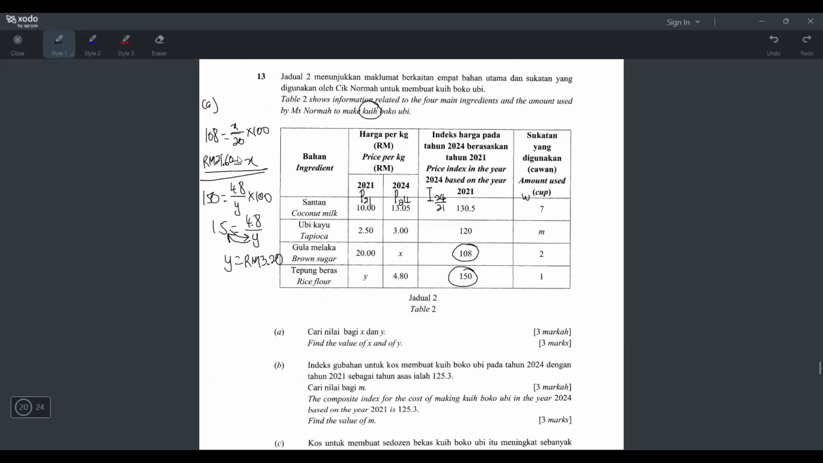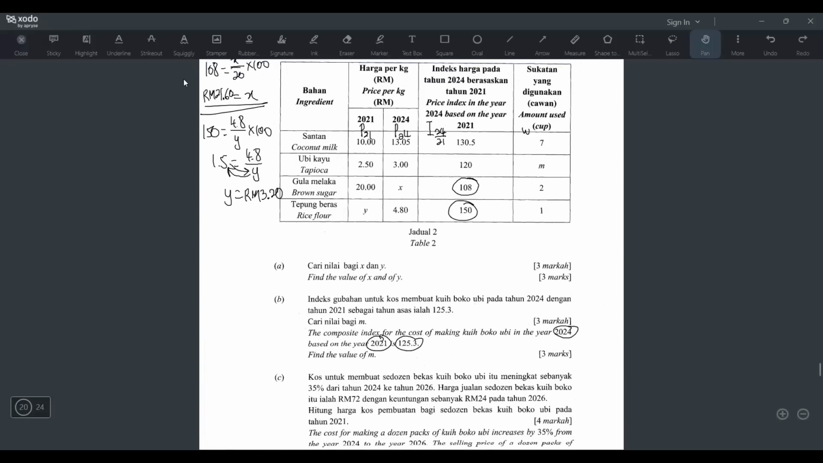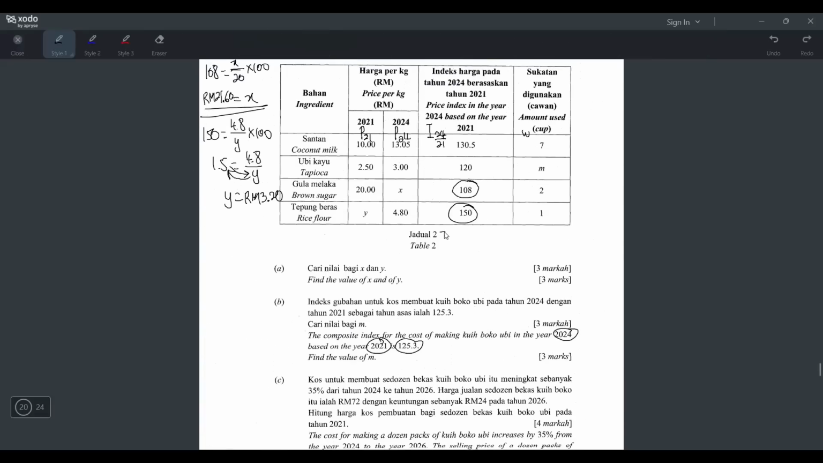Next one, B, what does it say? The composite index for the cost of making kueh boko ubi in the year 2024 based on 2021 is 125.3. Find the value of M. So they give you the composite index. It means you use the second formula. Okay, let's write down the information. Composite index is 125.3, right?